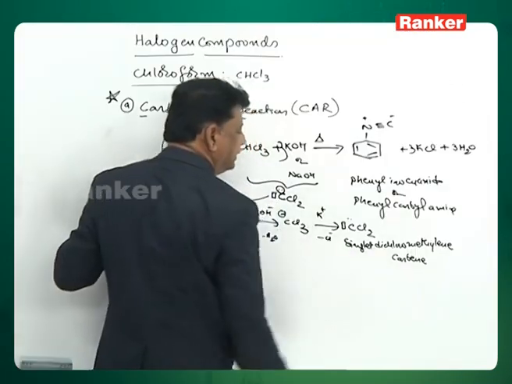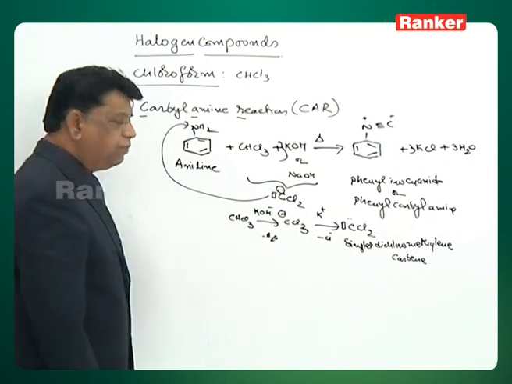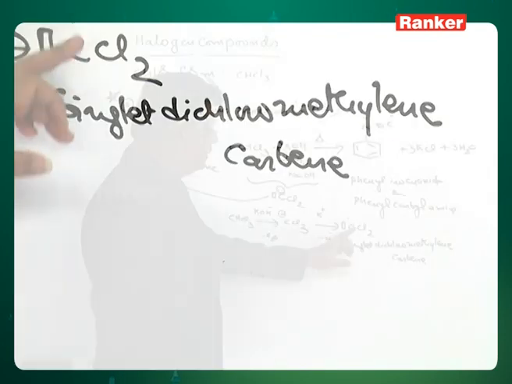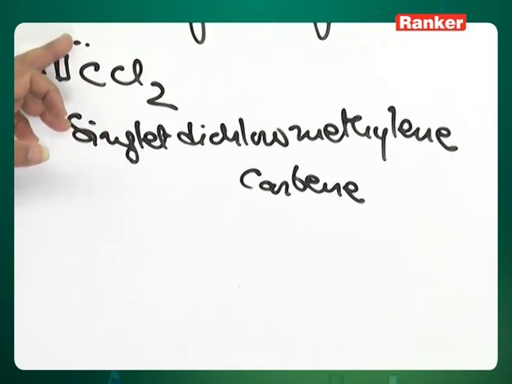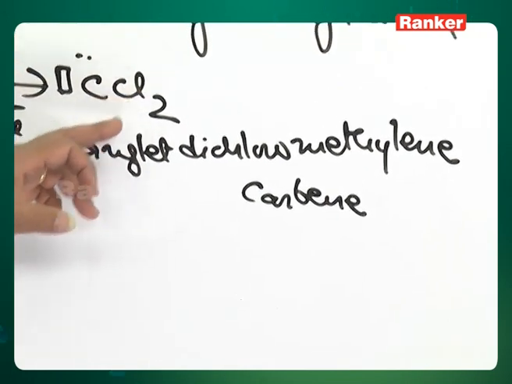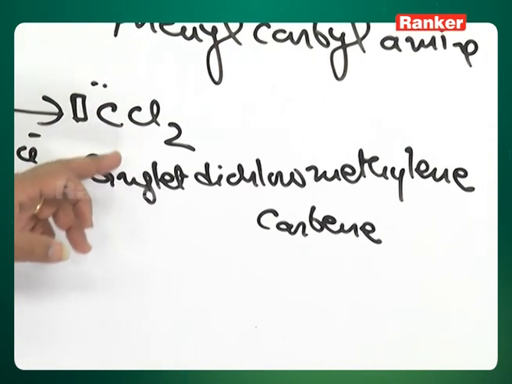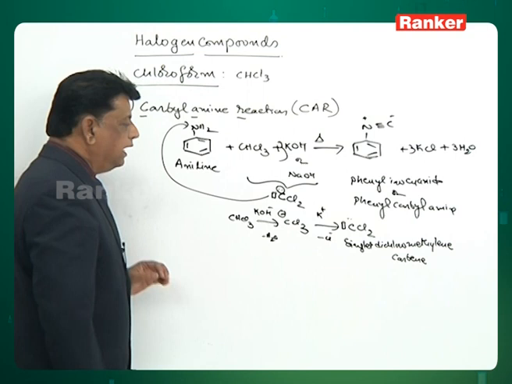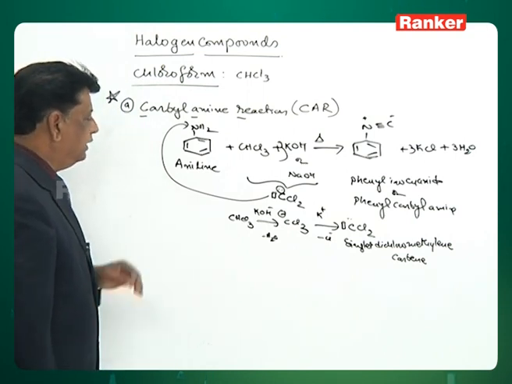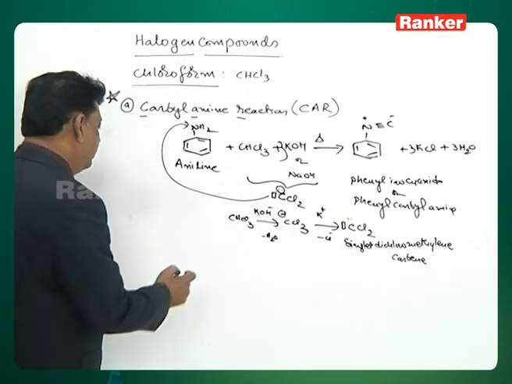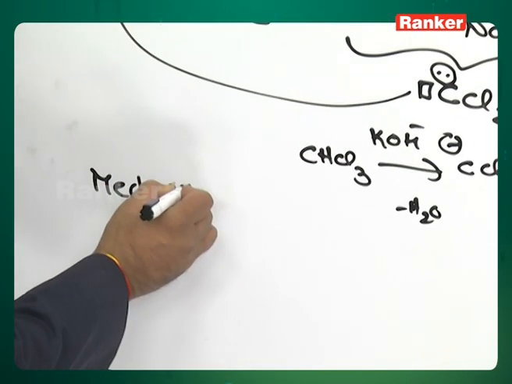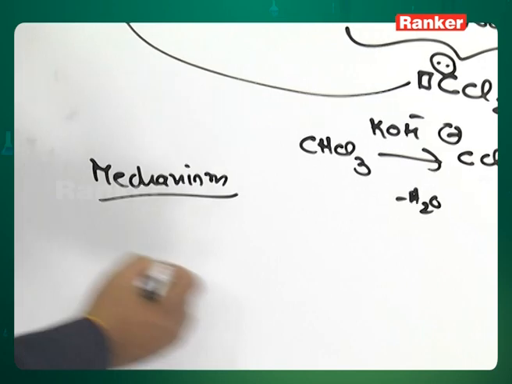A carbene, just like a carbocation or carbanion, is one of the intermediates, and has sp2 hybridization. This is a hybrid orbital with two chlorines, two hybrid orbitals, and this is another hybrid orbital, and it is known as singlet dichloromethylene carbene. This is attacking on the amino group. So, let us see a small one or two step mechanism.